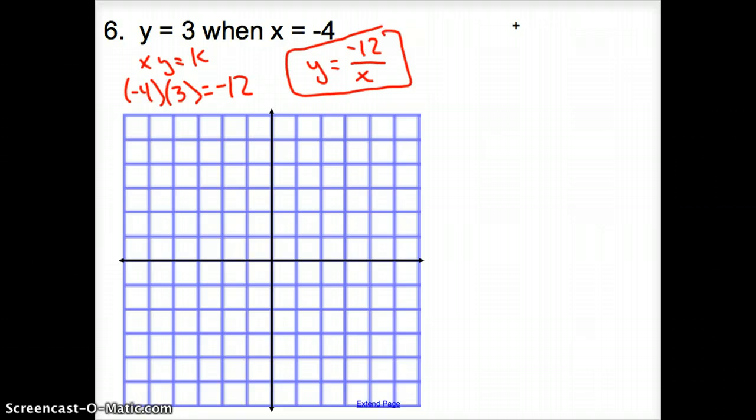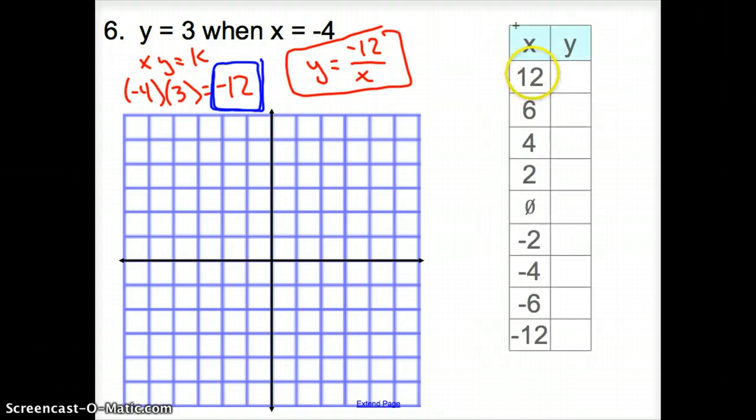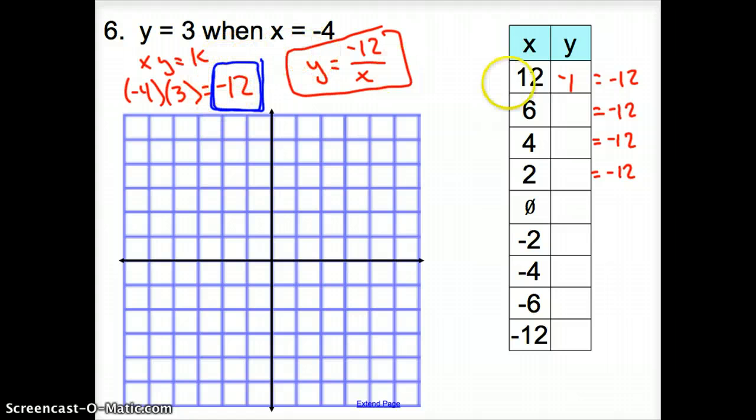Then we're going to be asked to graph this. We have to get our numbers to be whatever we multiplied them to be. We have to get our numbers to negative 12. So I'm going to start with positive 12 and work all the way to negative 12. What do I take times 12 to get a negative 12? Well, that's going to be negative 1. What do I take times 6 to be negative 12? What do I take times 4 to be negative 12? What do I take times 2 to be negative 12? Negative 12, ladies and gentlemen, is coming from our k right here.